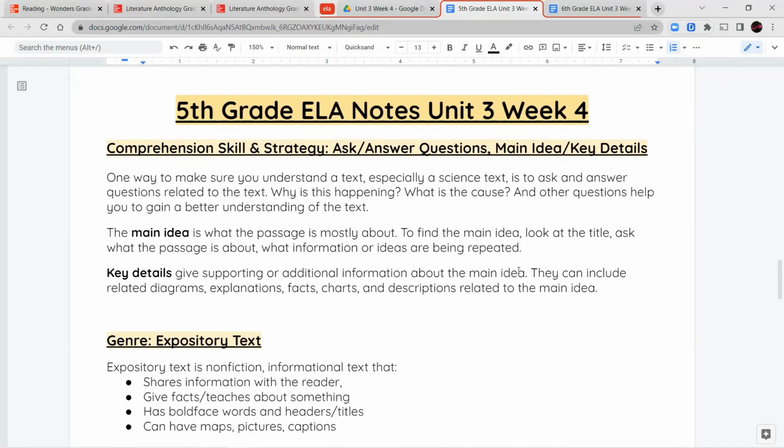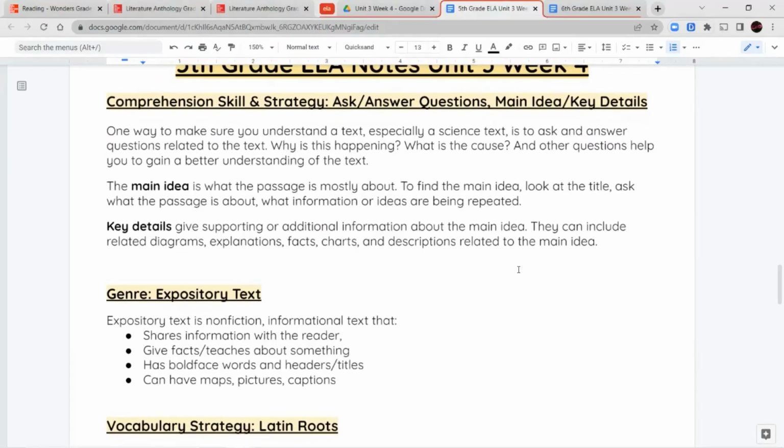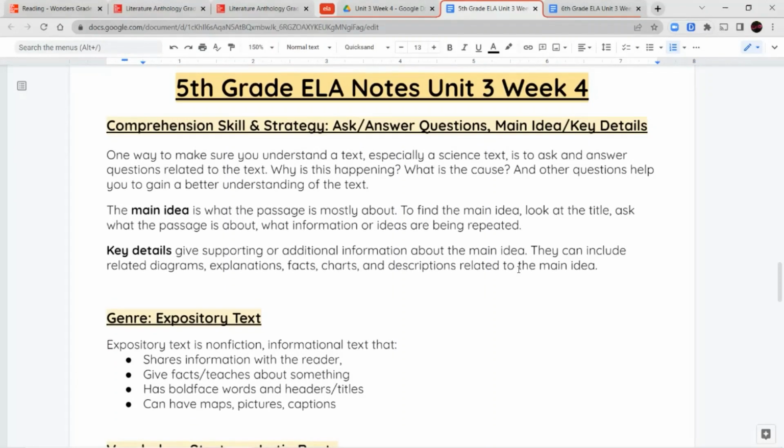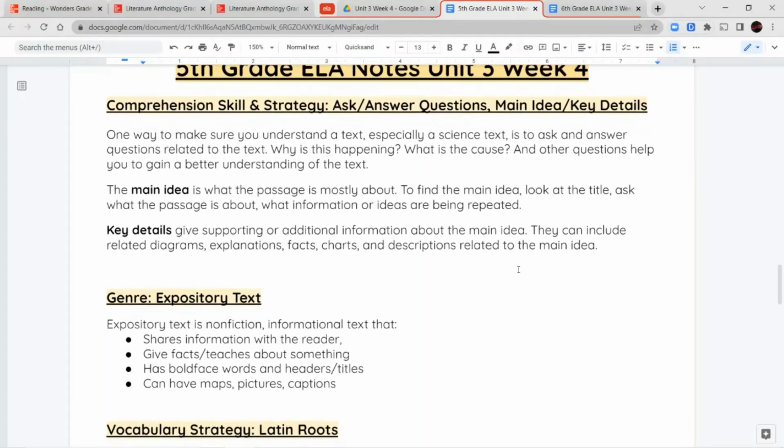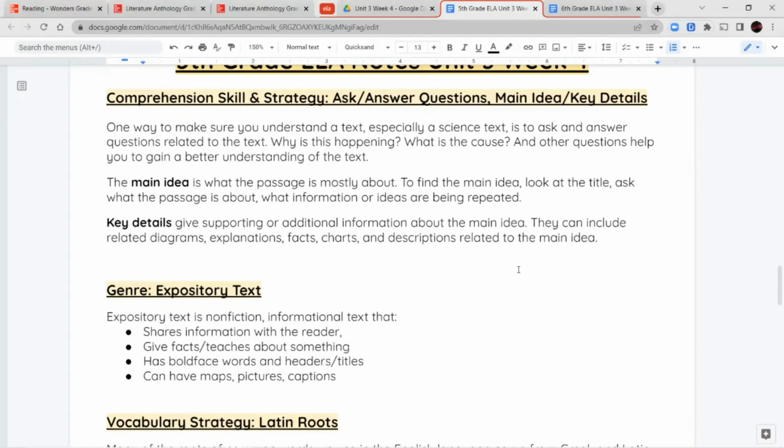All right, next let's get into our comprehension skill and strategy, which is to ask and answer questions, as well as the main idea and key details of a text. So one way to make sure you understand a text, especially something like a science text, is to look and ask and answer questions that are related to the text that you're reading. So you may ask yourself, why is this happening? What is the cause? Any other questions that help you gain a better idea of what they're talking about will help you to understand it better.